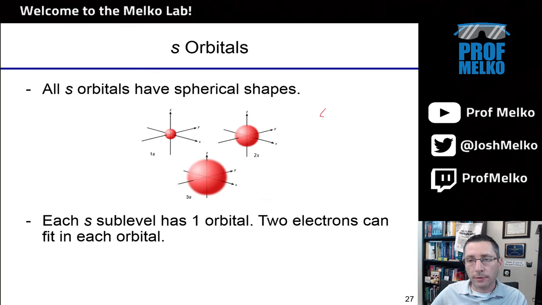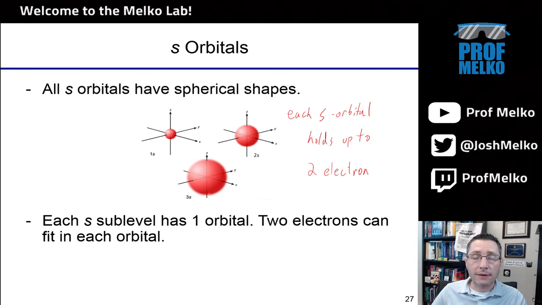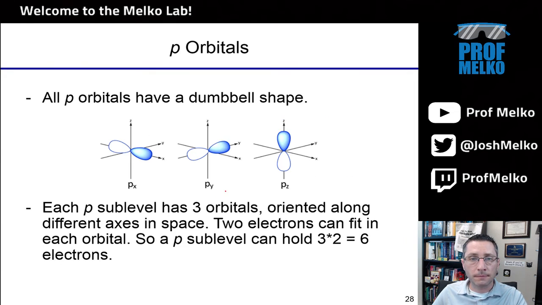So each s orbital holds up to 2 electrons. It might hold just 1 electron, if we run out of electrons and there's not another one to pair with it. It could hold no electrons, right? Maybe we don't have enough electrons to fill all the way up to 3s, so there's no electrons. But the maximum is always 2 for an s orbital.